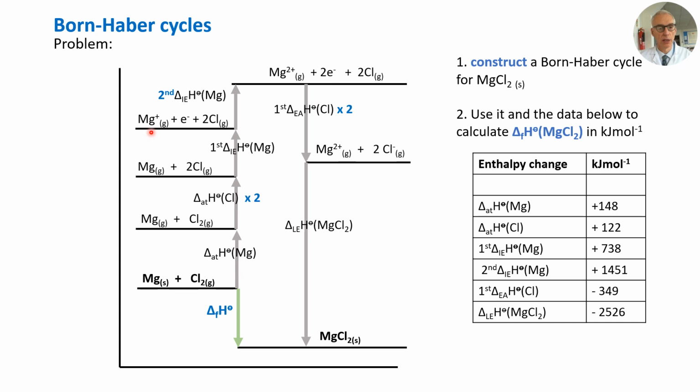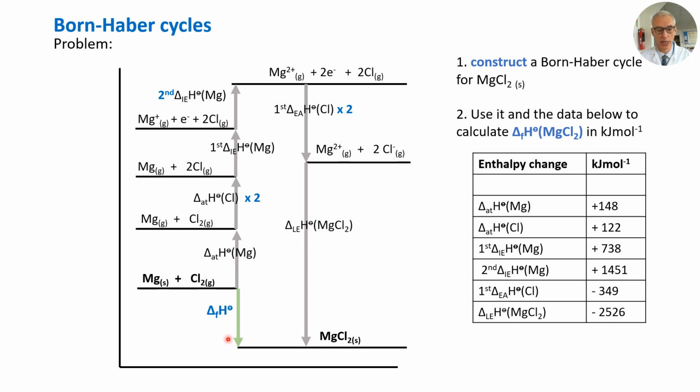We're forming magnesium 1+ ion, that's the first ionization energy of magnesium, and then we're forming 1 mole of magnesium 2+ ions from the 1+ ion, that's the second ionization energy of magnesium. On this part, obviously we're balancing up with Mg2+ and 2 electrons. Those electrons are transferred to the chlorine atoms to make 2 moles of chloride ions, so that's the electron affinity of chlorine times 2, and then the lattice enthalpy of magnesium chloride, for which we are given the value.